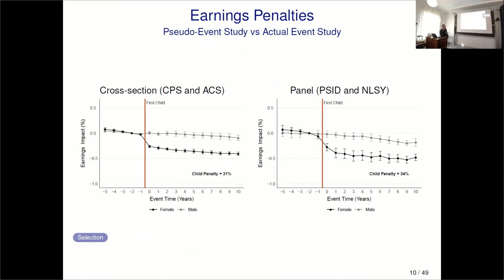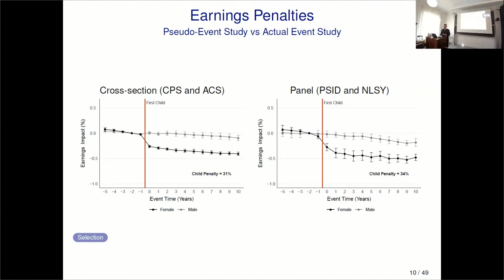So on the left side here, you have that implemented. Here the outcome is earnings. This is the pseudo event study approach implemented with the cross section. And then we compare that to the same approach implemented with panel data, PSID and NLSY combined. As you can see, the two graphs look overall similar. The child penalty measured with the cross-sectional approach is 31%. It's a little higher when measured with panel data. But in some sense, you can say that this graph here is just a less noisy, more precise version of the same graph over here.